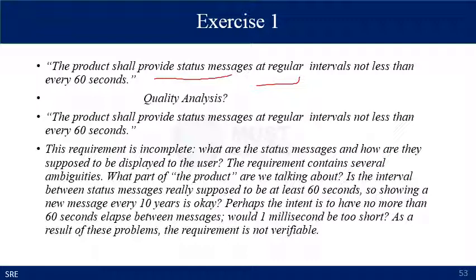So showing a new message every 10 years is okay. Perhaps the intent is to have no more than 60 seconds elapsed between messages. Would 1 millisecond be too short? As a result of these problems, the requirement is not verifiable.